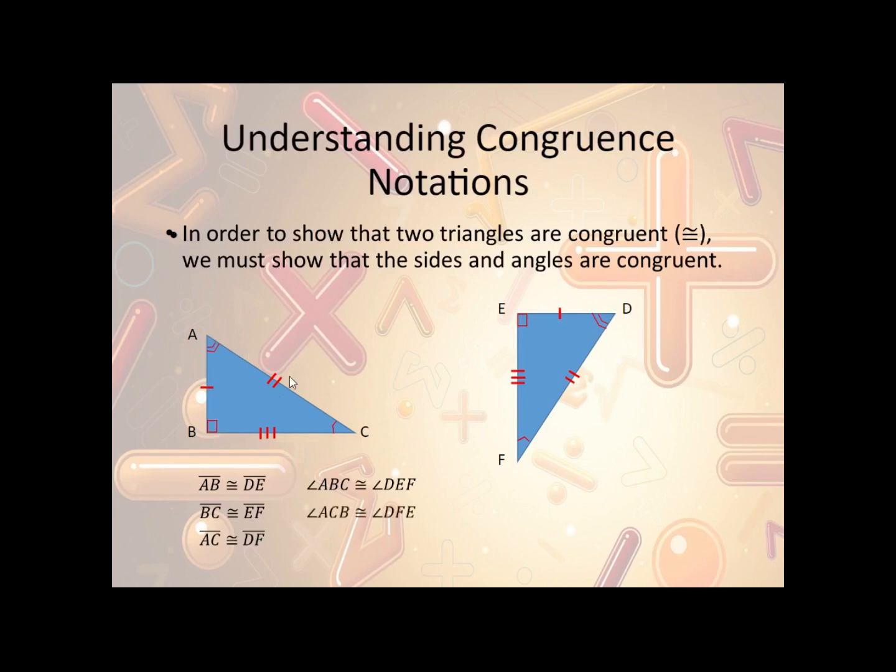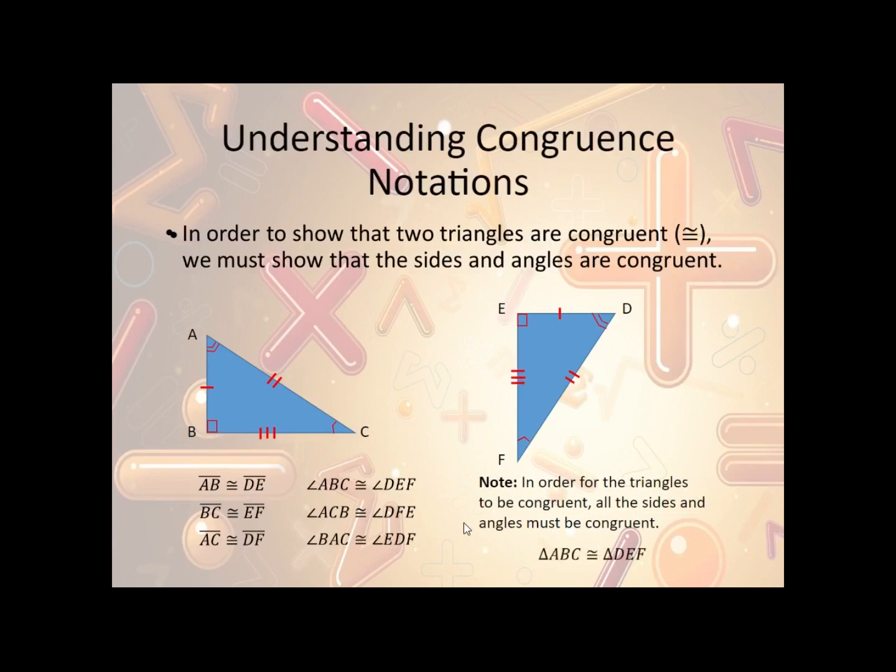Then I have angle ACB, so the single arc, is congruent to DFE, single arc as well. And then I'll do my double arc. So BAC is congruent to EDF, and those are congruent. So now we've shown that all the sides and all the angles are congruent, so therefore the triangles are congruent. So we can now say that triangle ABC is congruent to triangle DEF.